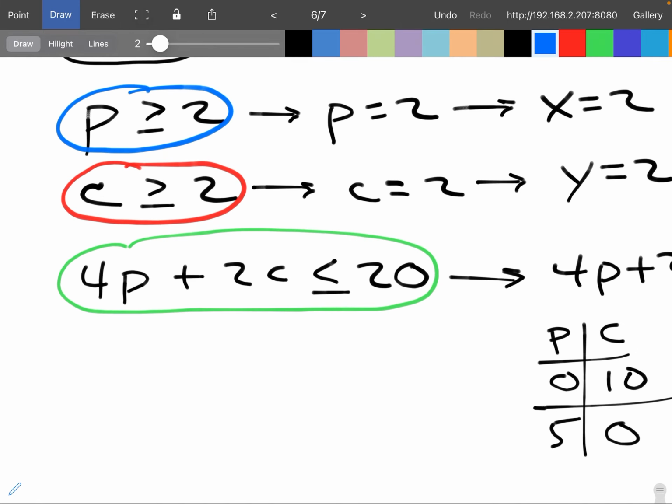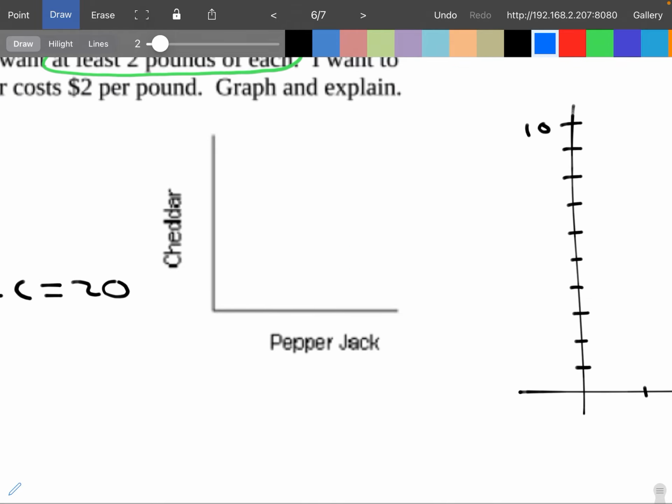So the top one I said I would do in blue. So I need to draw x equals 2 in blue. X equals 2 would look like this. That's not very straight. We'll call that good.